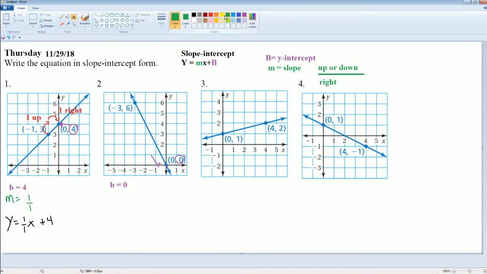Alright, now let's find the slope. So, let's go. Starting from the left point, we go to the right point. So we go 1, 2, 3, 4, 5, 6. Looks like it's going down, so we do minus 6 here. Then it looks like it's going to the right. So 1, 2, 3. So it goes here, 3.